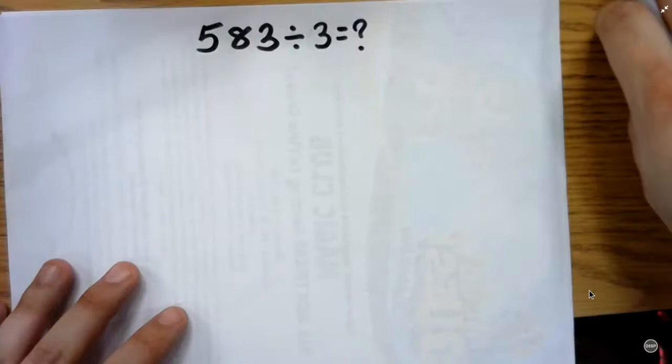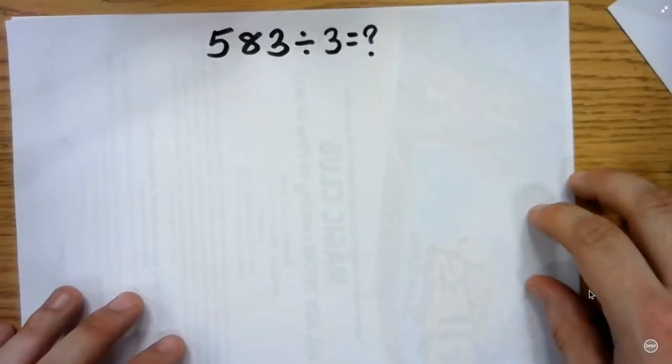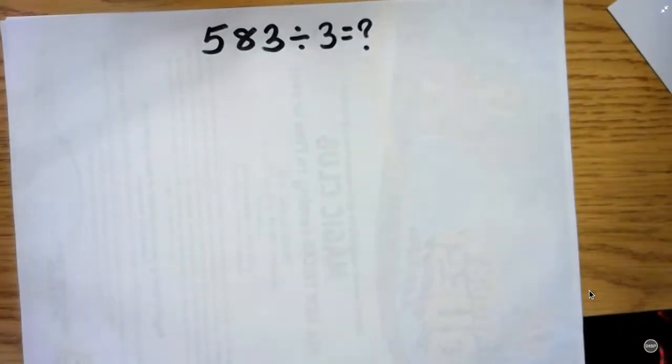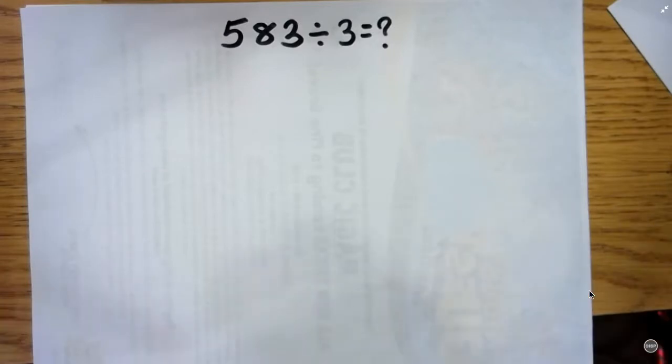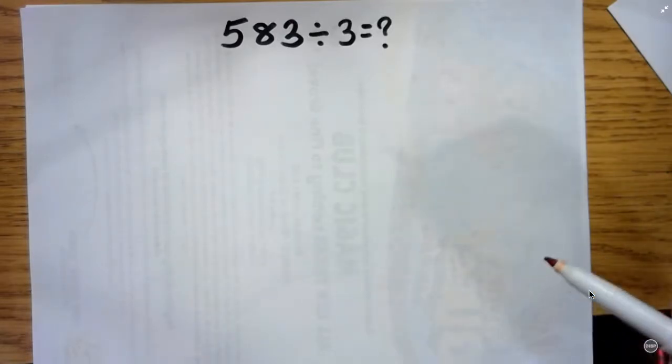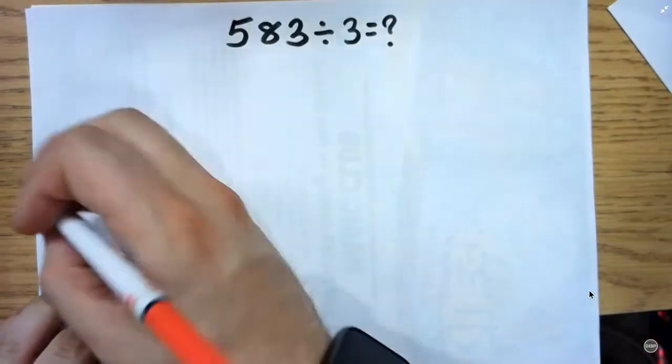So let's get started. Let's take a look at this problem here, 583 divided by 3. This is a problem that you might know how to solve using long division, and that's certainly a tried and true strategy. It's something that we still certainly teach kids. But I want to introduce you to the idea of partial quotients. And what that means is we're breaking down this division problem into smaller, easier to calculate parts, and we're able to get smaller quotients for it. So let's take a look.